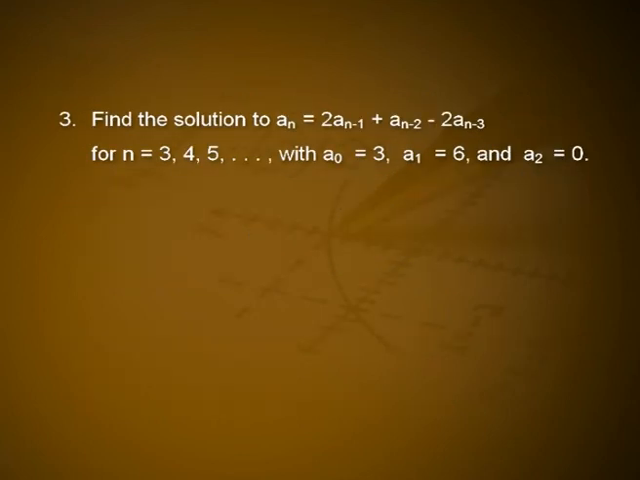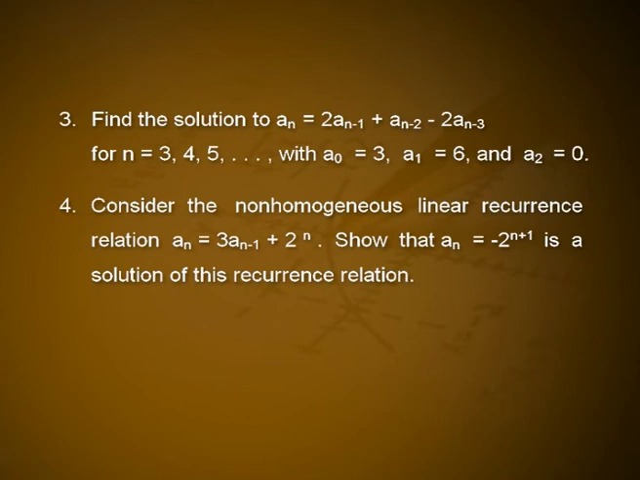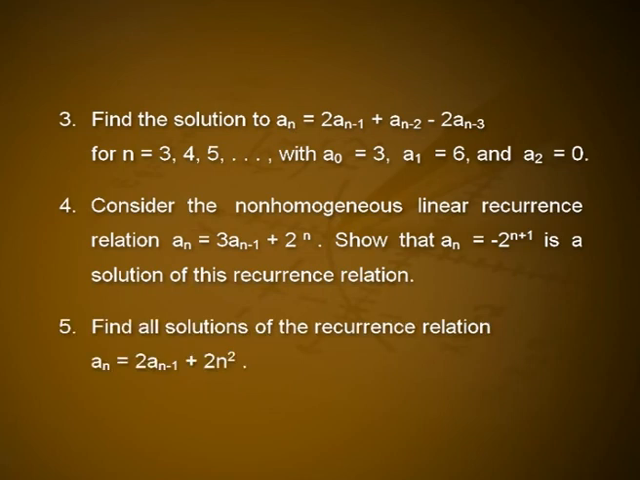3. Find the solution to an is equal to 2 into an minus 1 plus an minus 2 minus 2 into an minus 3 for n is equal to 3, 4, 5, etc., with a naught is equal to 3, a1 is equal to 6 and a2 is equal to 0. 4. Consider the non-homogeneous linear recurrence relation an is equal to 3 into an minus 1 plus 2 raised to n. Show that an is equal to minus 2 raised to n plus 1 is a solution of this recurrence relation. 5. Find all the solutions of the recurrence relation an is equal to 2 into an minus 1 plus 2 into n square.